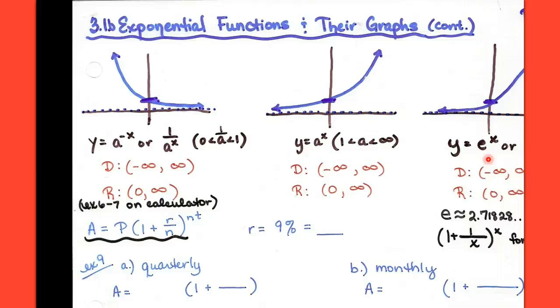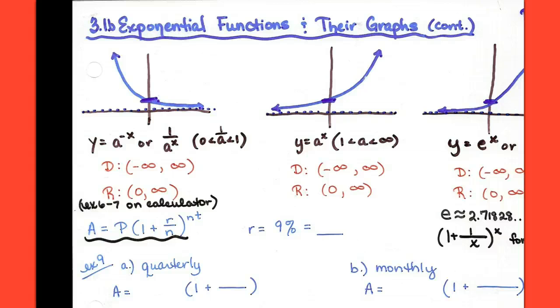e is non-repeating, non-terminating. It gets its definition from this: if I were to do 1 plus 1 over x to the x, and I kept putting larger and larger values in for x, then I would continually get closer and closer to this value. When I look at it on my graphing calculator, it's going to look like it's repeating because it goes 2.718281828, but then after that it deviates. It is irrational. It is non-repeating, non-terminating.